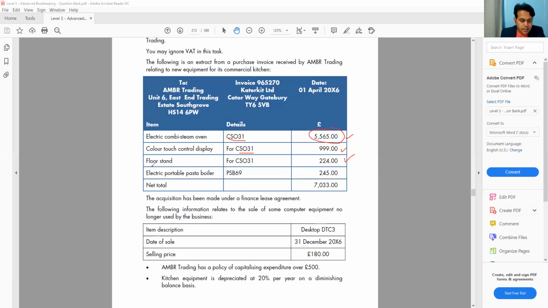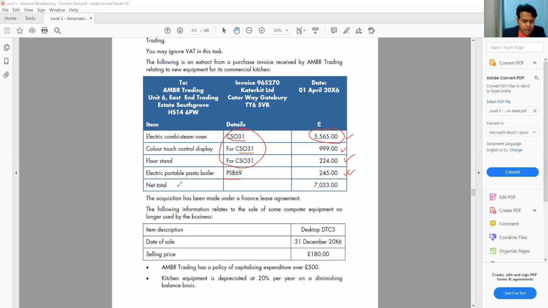The next thing we can see here is an electric portable pasta boiler. This is another machine we have bought, and the cost is 245. This is something different. The first one, we have all of these for one machine, and the next one is a different model, a different machine. So we can see the cost is 245. We got this information from the invoice we received from Amber Trading.